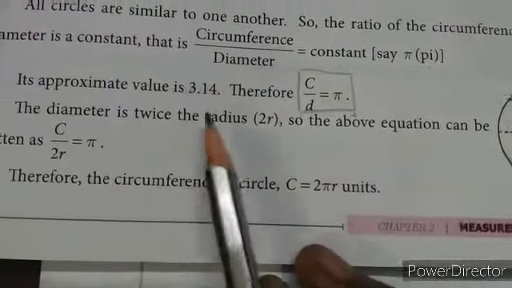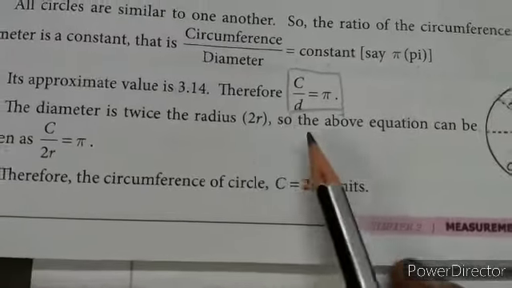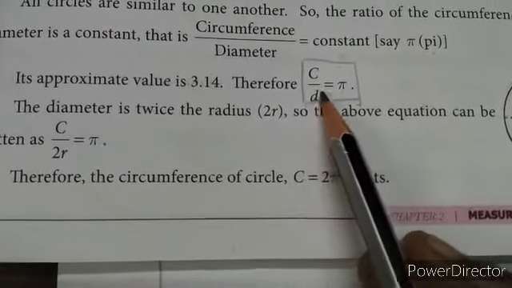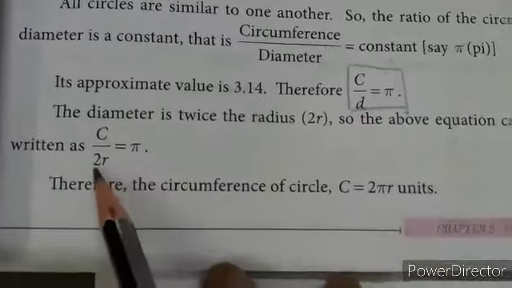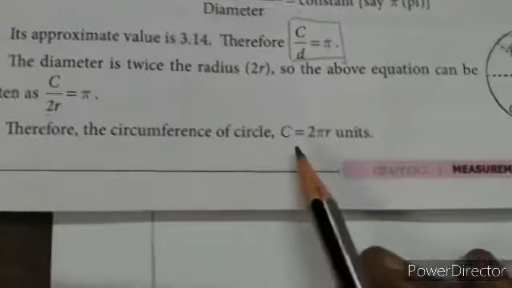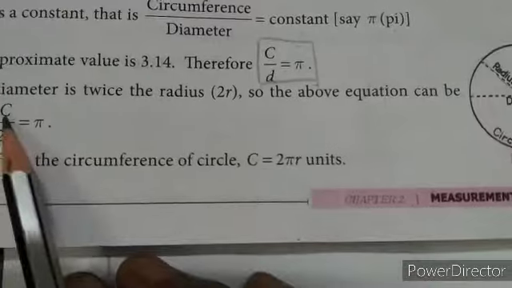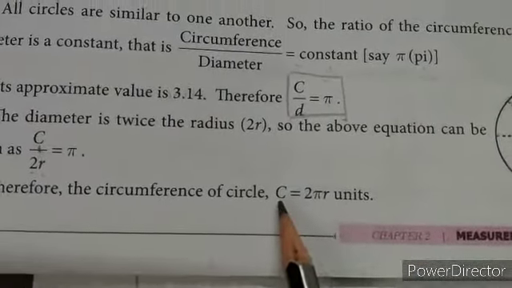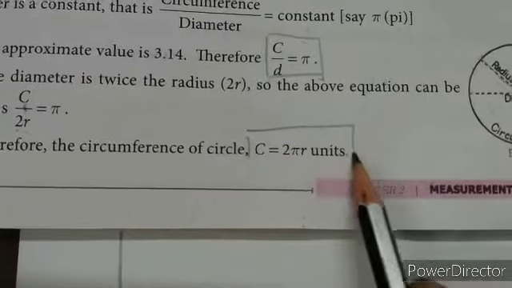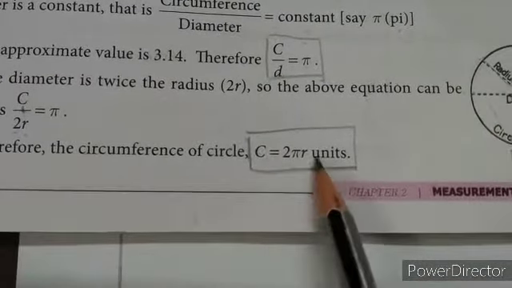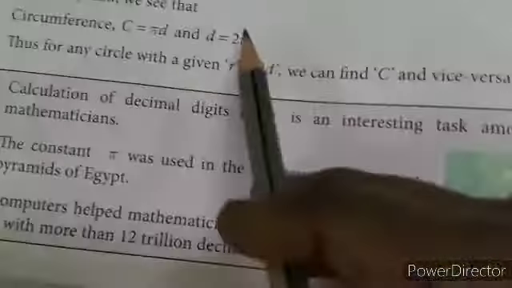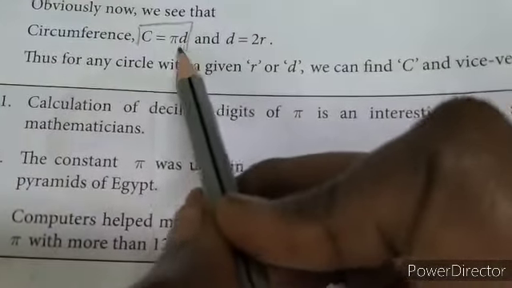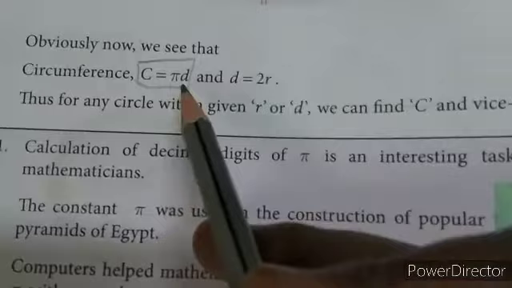Now, the diameter is twice the length of the radius. So, in the above equation, in place of diameter, we can write 2r. So, to find the circumference when the radius is given, you have to use the formula circumference equals 2 pi r units. When the diameter is given, the formula is C equals pi d.